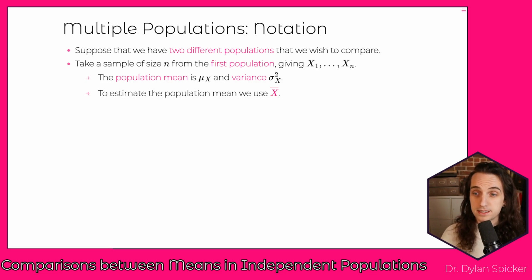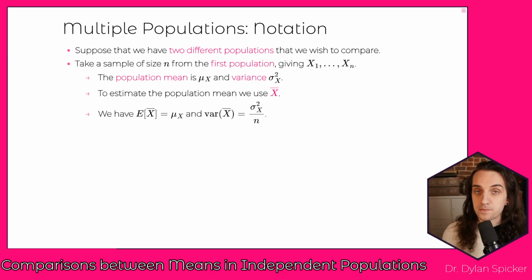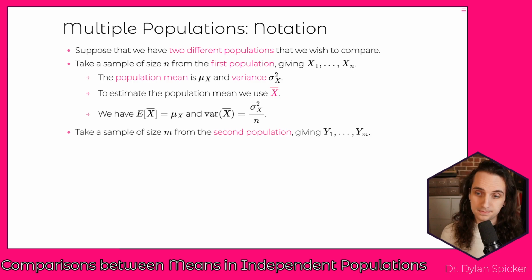If we wanted to estimate this population mean, we could take the sample mean of x, right? So everything from the first population can be viewed as the same as if you're doing a one sample inferential problem. If you wanted to know, well, how does the sample mean perform, you can take the expected value of that. That will give you the population mean of x, and the variance is going to give you the population variance of x divided by the sample size, which is n in this case.